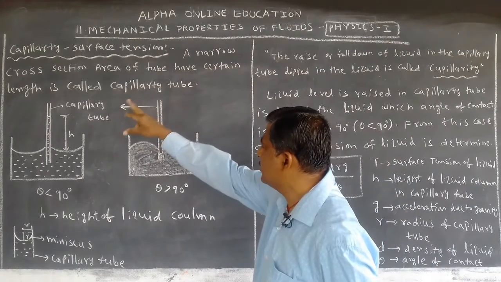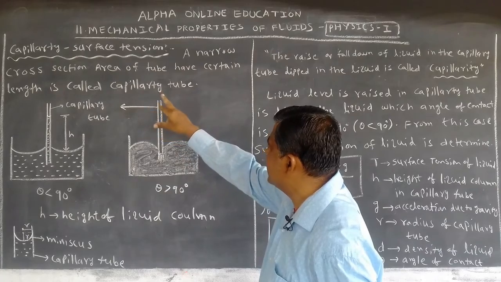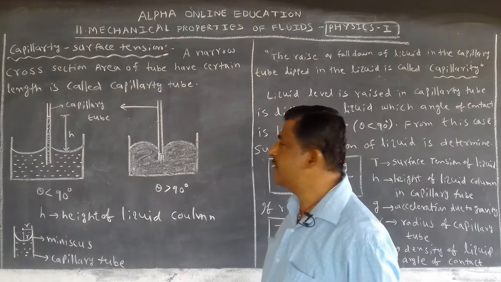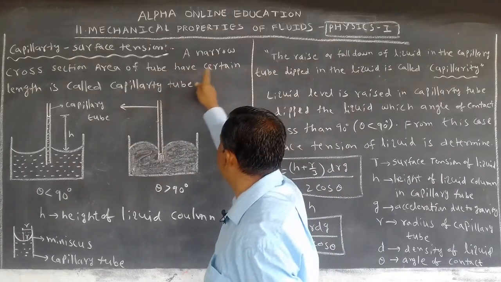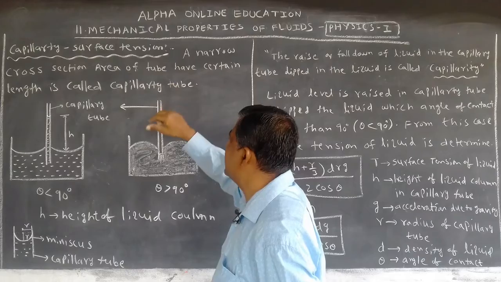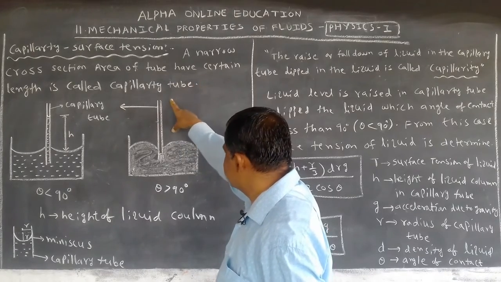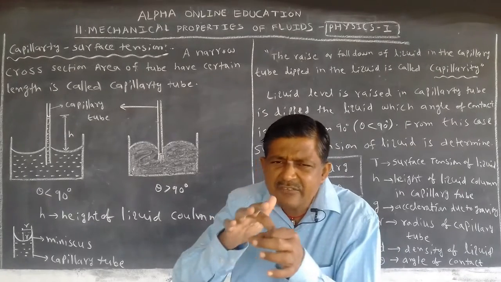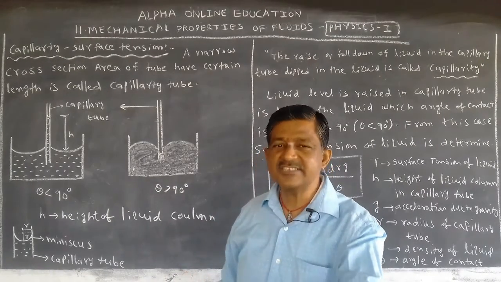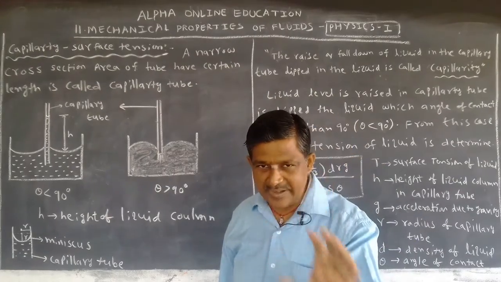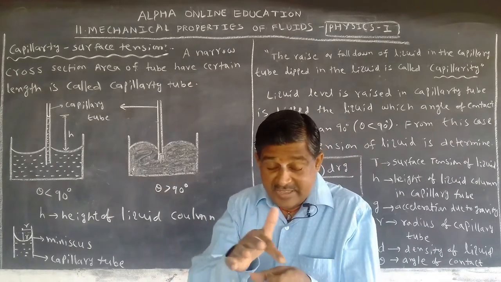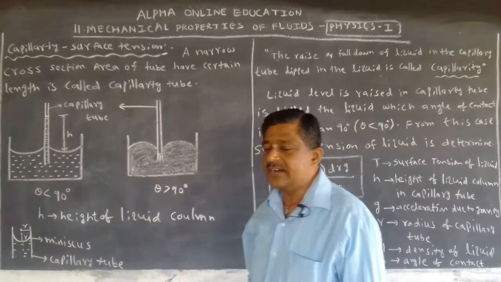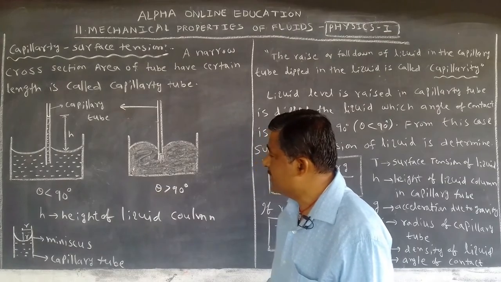A tube with a narrow cross-sectional area and a certain length is called a capillary tube, like this. It has a very, very small cross-sectional area, and the area is also negligible compared to its length. This is called capillarity or a capillary tube.